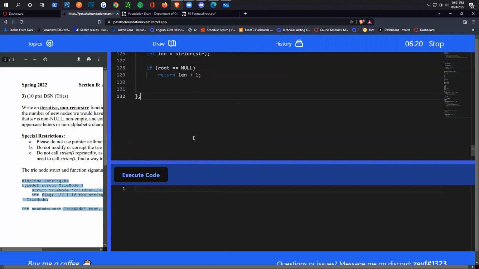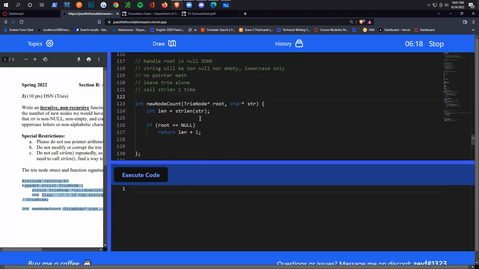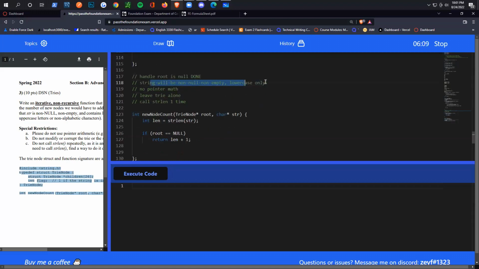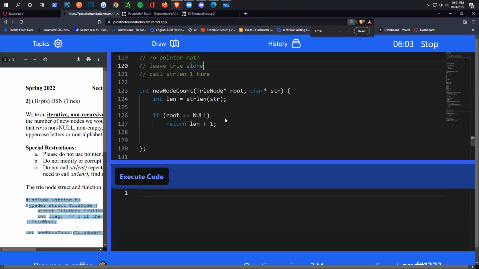We don't necessarily need it in this panel, but I'll write it here. Let's see what else we're working with. So this is done. String will be non-null. Okay, that's just restrictions: no pointer math. Leave the trie alone, call it 1. So we've kind of satisfied everything. Now we just have to think of the logic.